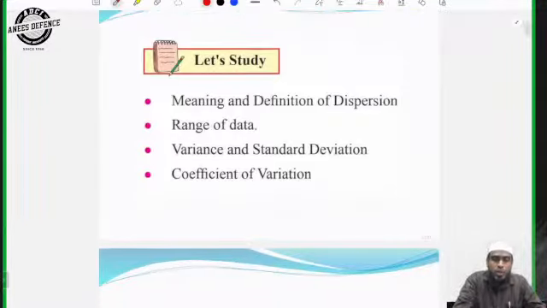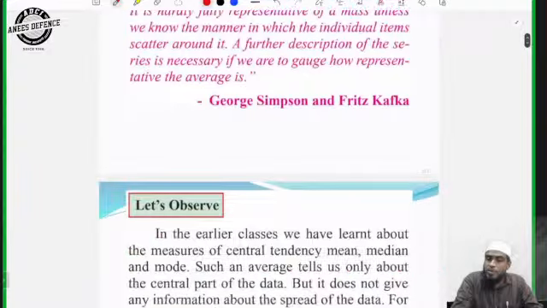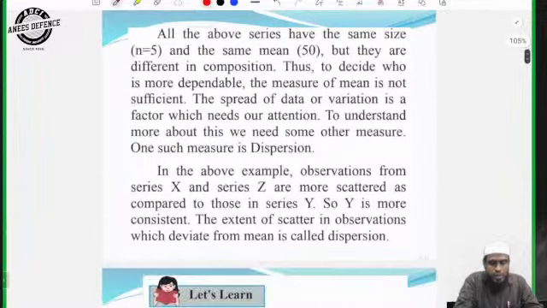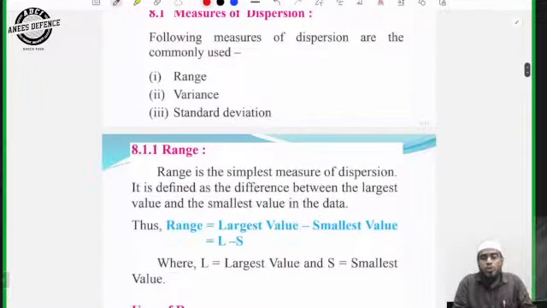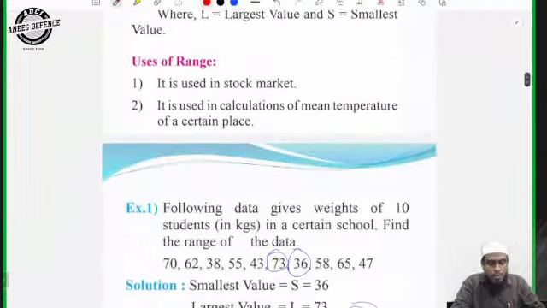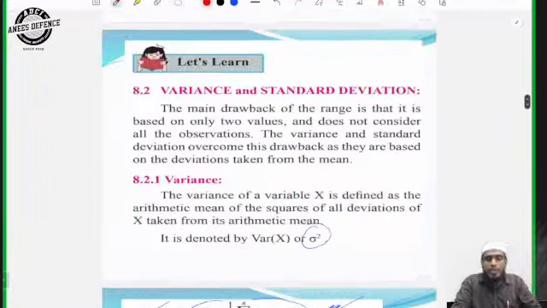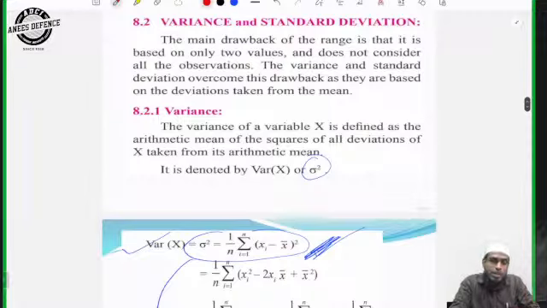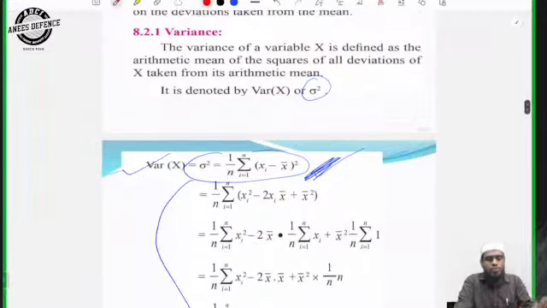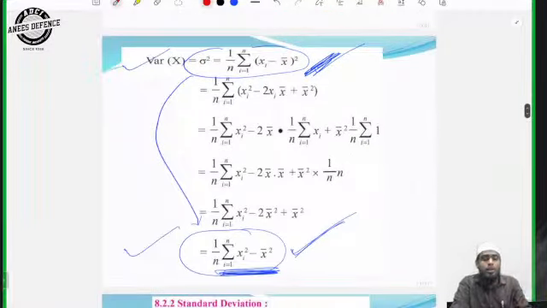Dispersion is divided into three types of parameters: range, standard deviation and variance. But range only discusses the highest and lowest value. It is not bothered about the in-between values. So range is also not that reliable. So we are going for variance and standard deviation. Variance and standard deviation take almost all observations into account while calculating. So variance and standard deviation are the best parameters to analyze complete data.